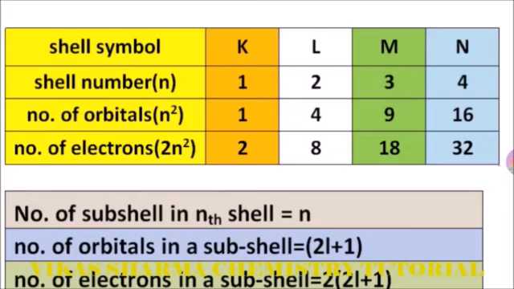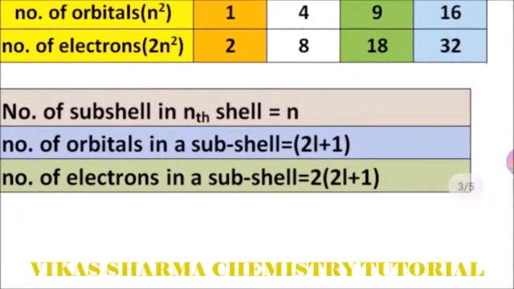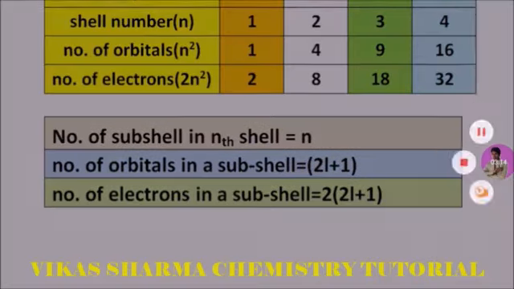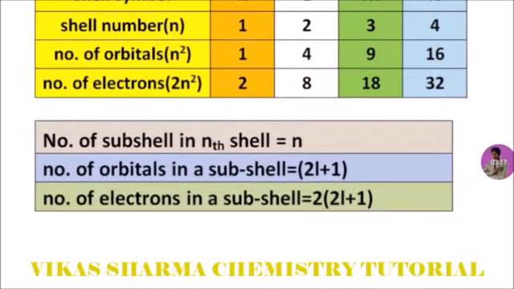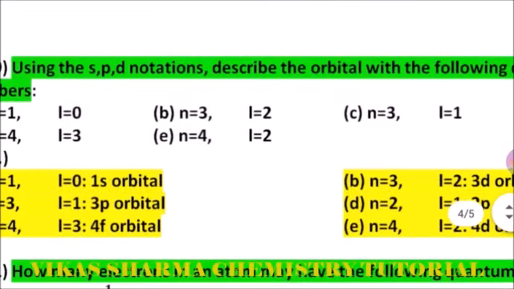The number of electrons in a particular shell is given by the formula 2n squared. The K shell holds a maximum of 2 electrons, the L shell 8 electrons, the M shell 18 electrons, and the N shell 32 electrons. The number of subshells in the nth shell is equal to n. The number of orbitals in a subshell is equal to 2l plus 1, and the number of electrons in a subshell is equal to 2 times 2l plus 1. So it is easily predictable by the formula, and the spin is different for this.